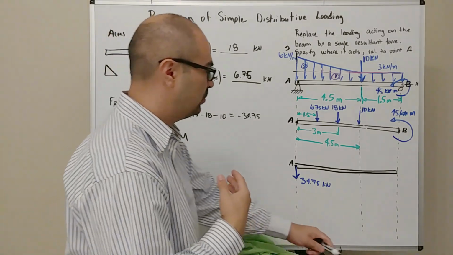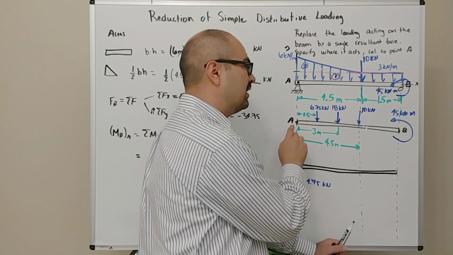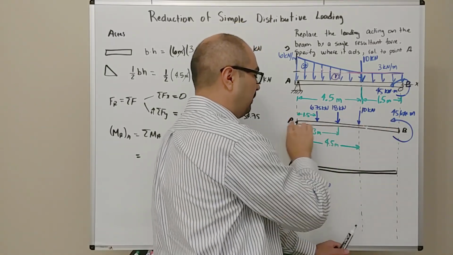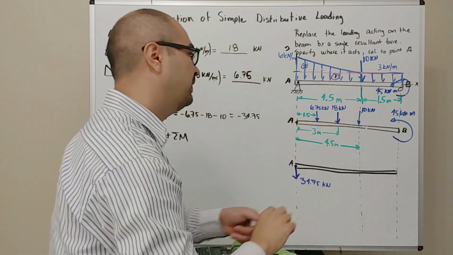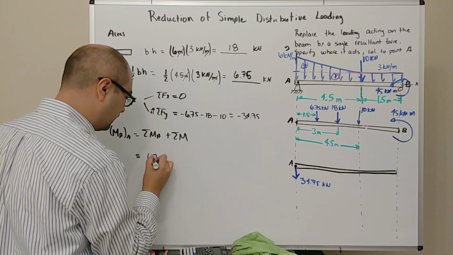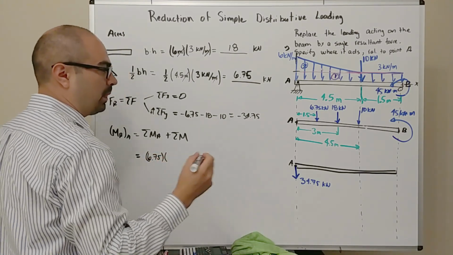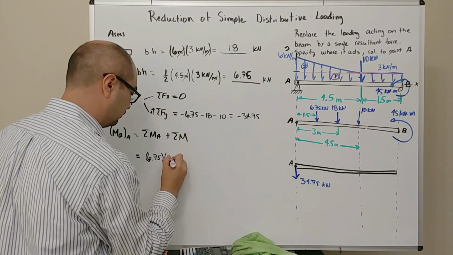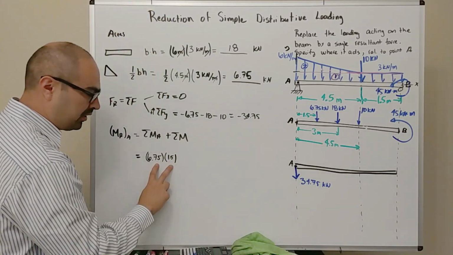The way I like to do these when I'm summing moments at a point is I like to start at that point, and usually I'll sweep to the right over here. So I'm starting at point A, I'm going to go that way. The first force that I encounter is 6.75. So the force is 6.75. The distance to the force is 1.5.